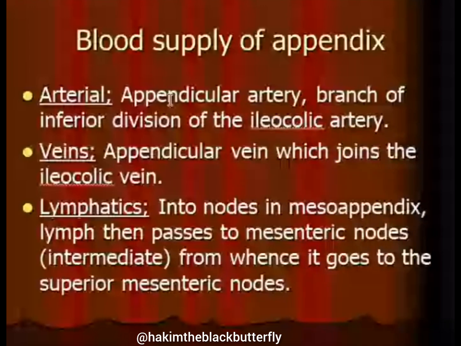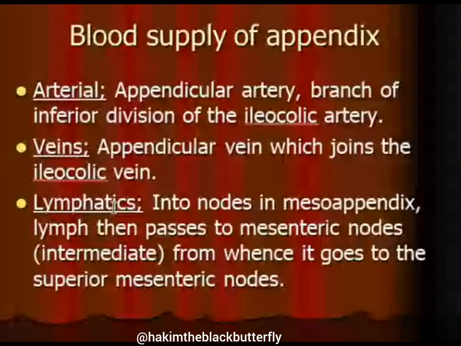So this appendicular artery is the one which moves through the mesoappendix that we saw. It is a branch of the ileocolic artery, and the ileocolic artery is a branch of the superior mesenteric artery. The vein is the appendicular vein, which drains into the ileocolic vein, and the ileocolic vein is going to drain into the superior mesenteric vein. For the lymphatics, they always move along the arteries, and they move up to where the artery is coming from, and they are going to join other lymphatics.